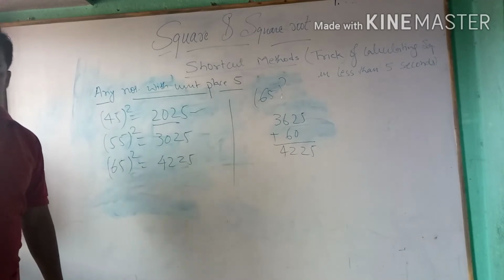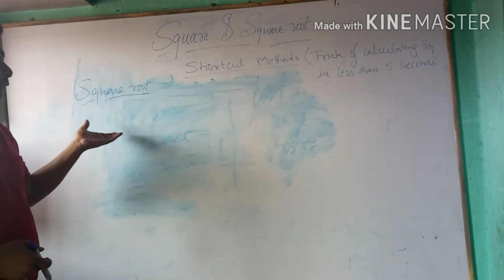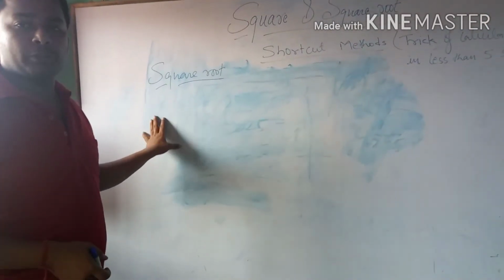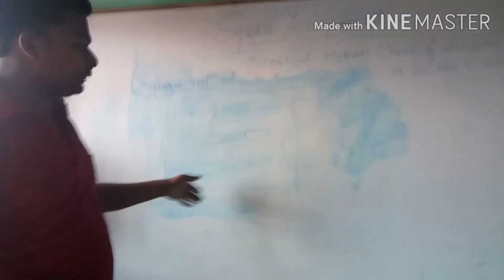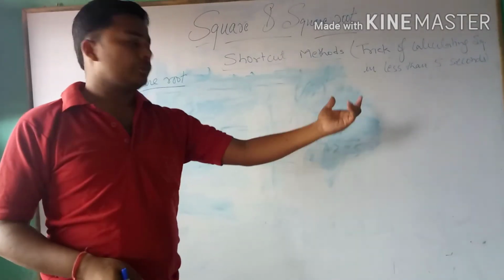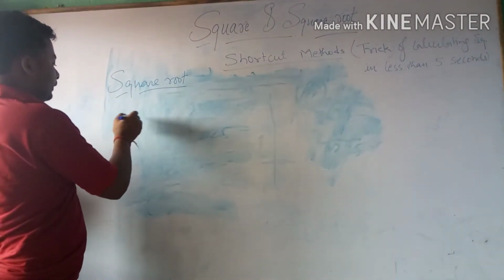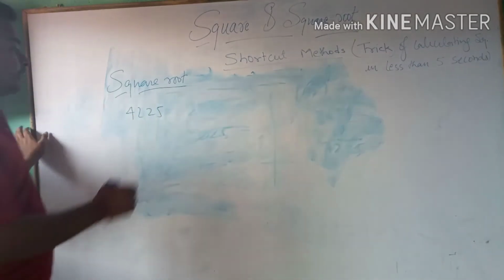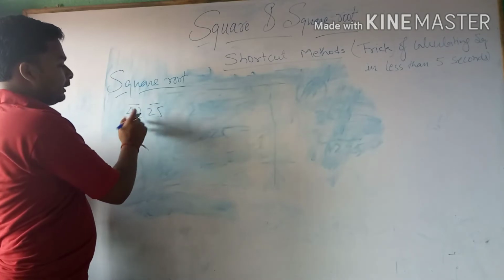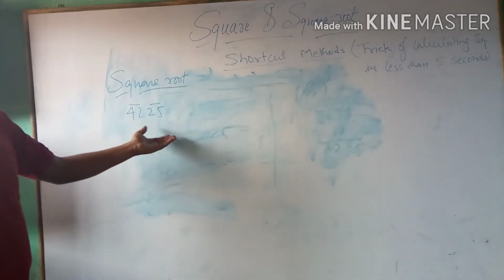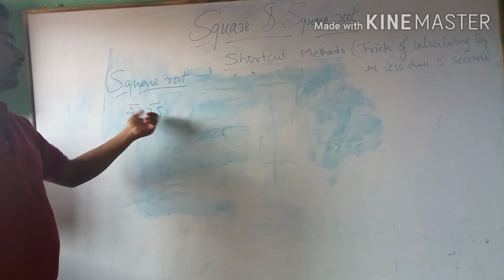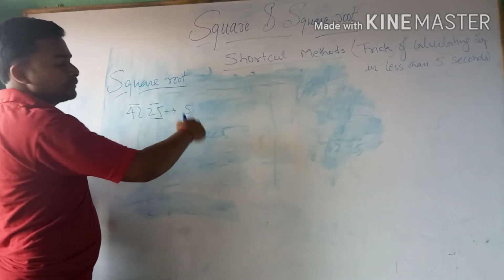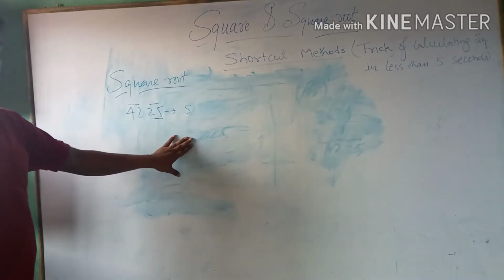To calculate the square root, my dear, the first condition is that the given number should be a perfect square. Suppose right now we calculated 4225. We take the example 4225. What is the process? We will understand the process first. Here 42, and 25. So my dear, if the unit place is 5, we have to understand that our unit place will be 5.